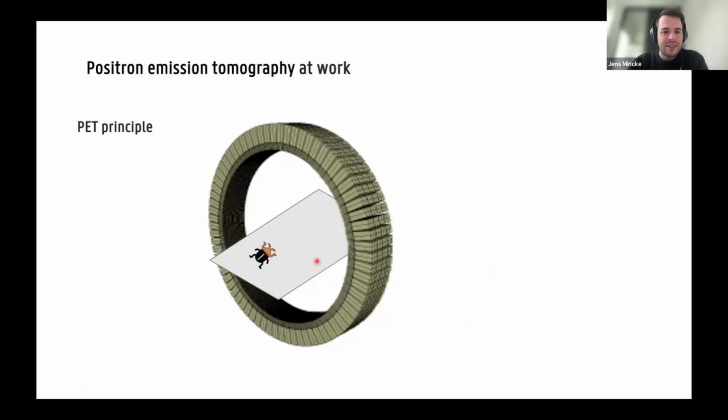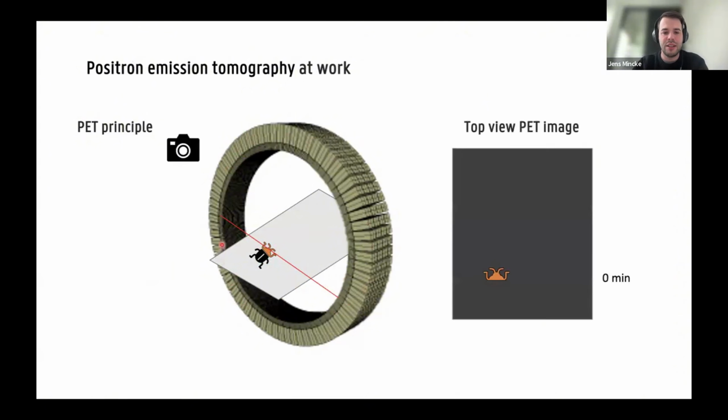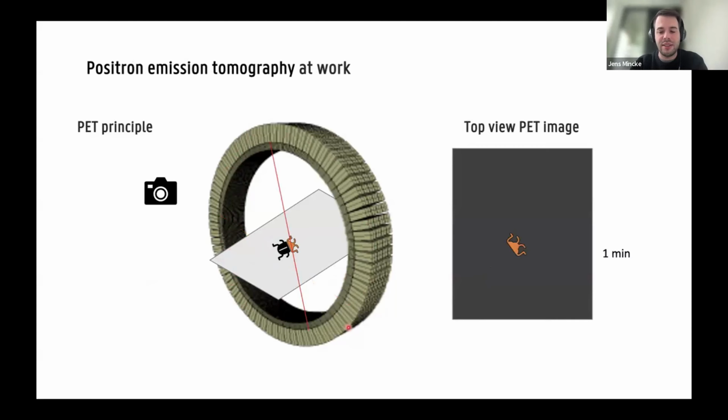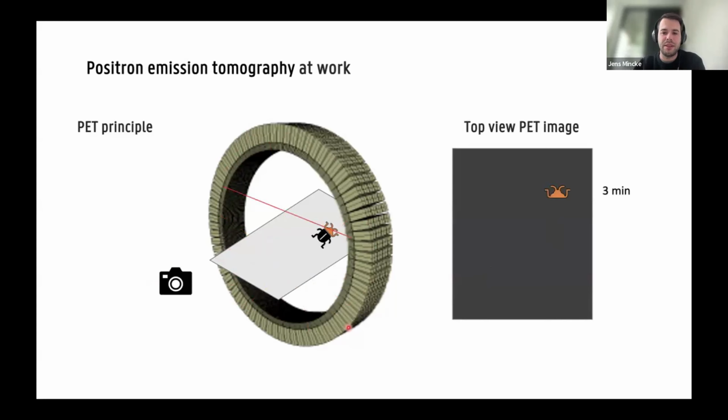If we put this into practice, I will give an example by injecting the head of a little bug called Mark with radioactivity. And so we see that his head is radioactive, so it is emitting gamma radiation, which can be detected by the ring of detectors, by the PET camera. At time point 0, Mark is here. 1 minute later, he's there and still emitting radioactivity. 1 minute later there, and after 3 minutes, he crossed the plane.